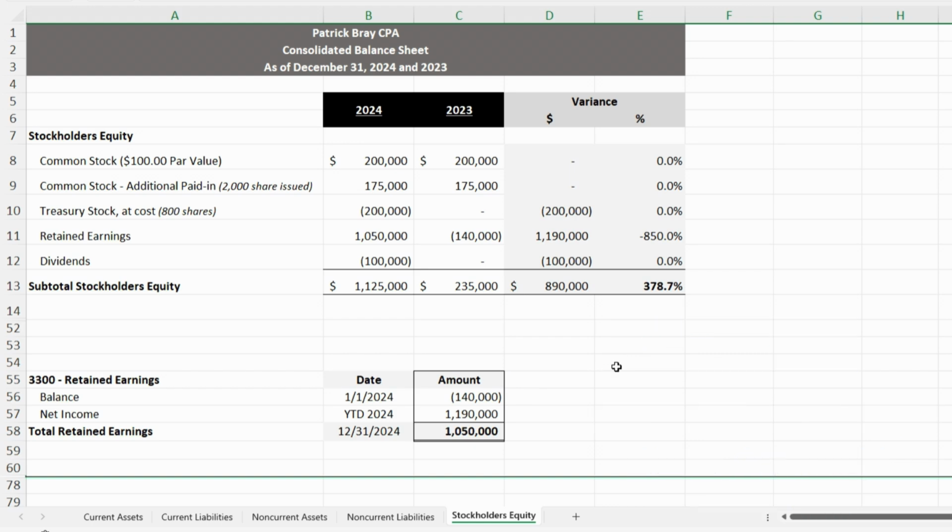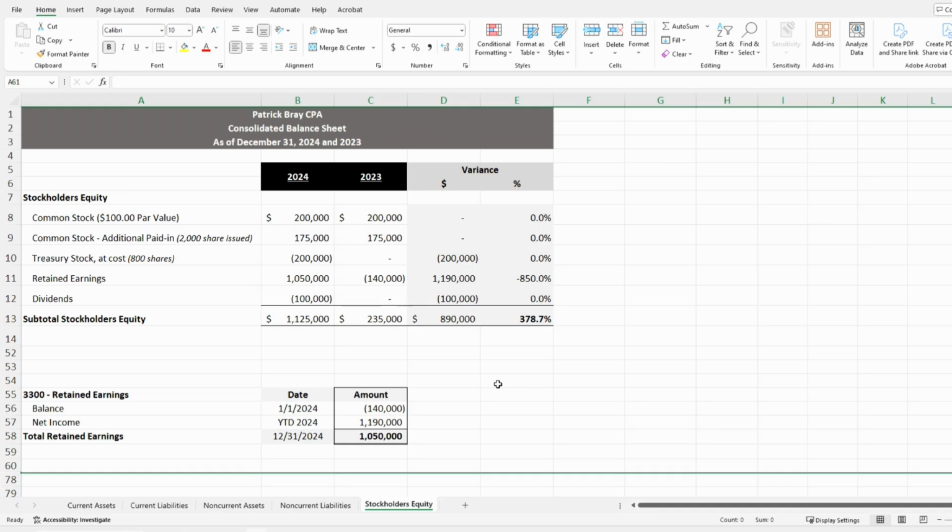And assuming you have net income every year, it's going to keep going up and up and up. Your retained earnings is just going to get bigger. What lowers that is paying out dividends. But you will ultimately close dividends into retained earnings.